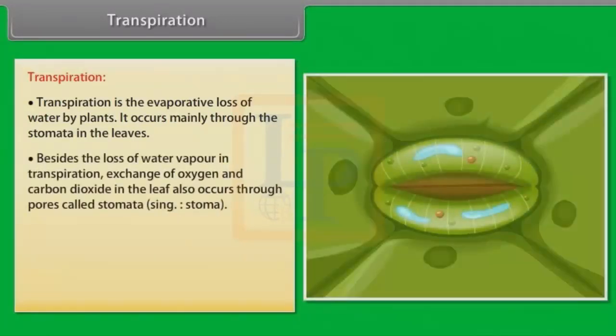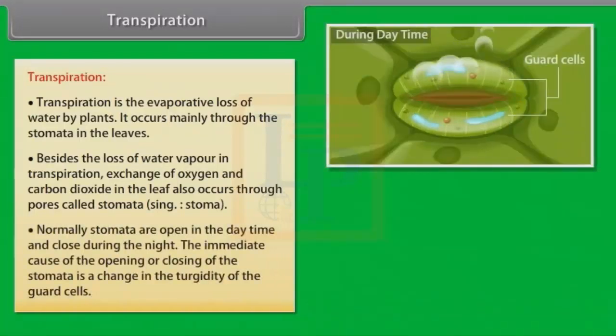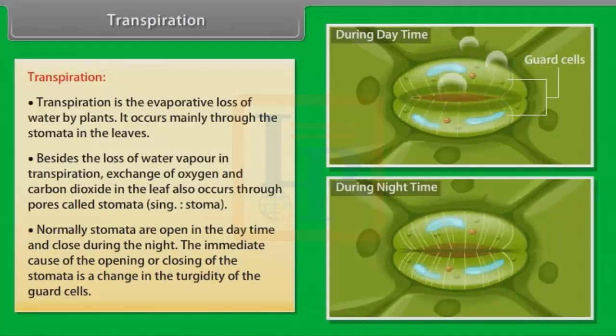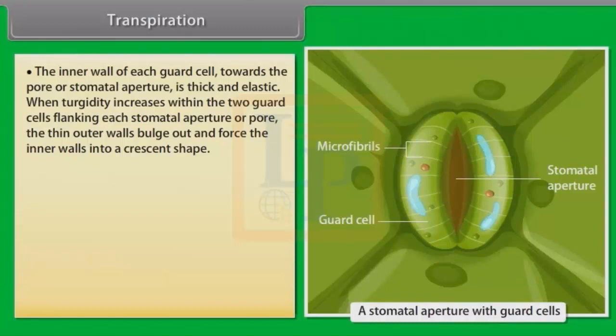Besides the loss of water vapor in transpiration, exchange of oxygen and carbon dioxide in the leaf also occurs through pores called stomata. Normally stomata open in the daytime and close during the night. The immediate cause of the opening or closing of the stomata is a change in the turgidity of the guard cells. The inner wall of each guard cell towards the pore or stomatal aperture is thick and elastic. When turgidity increases within the two guard cells flanking each stomatal aperture or pore, the thin outer walls bulge out and force the inner walls into a crescent shape.